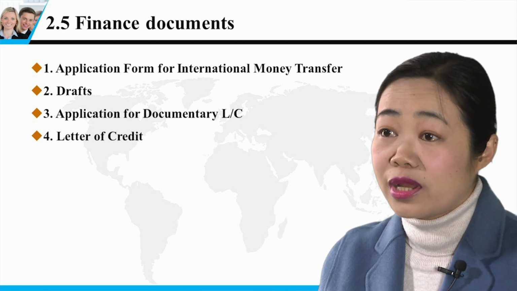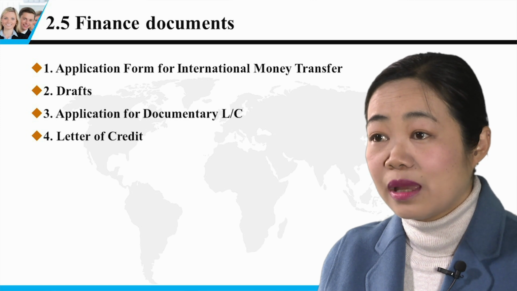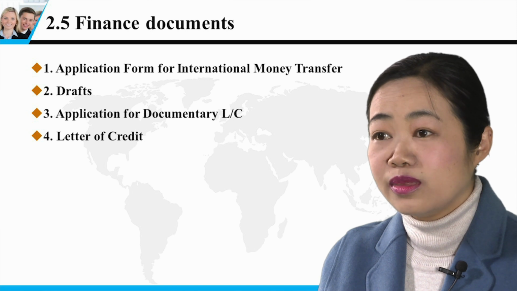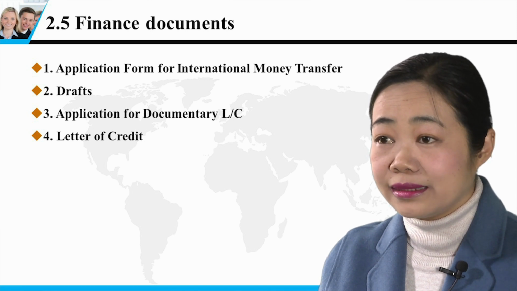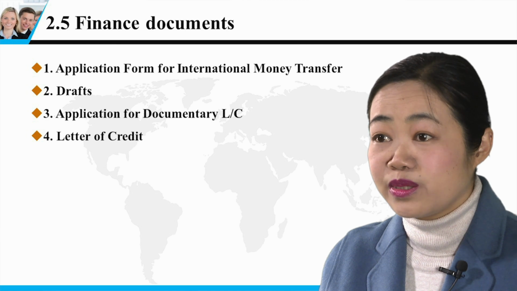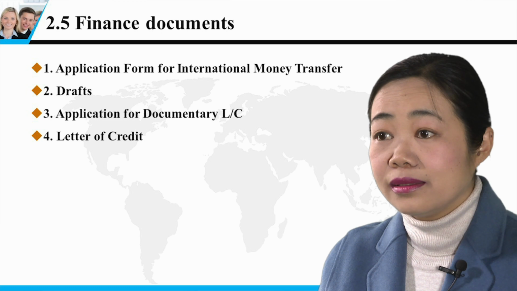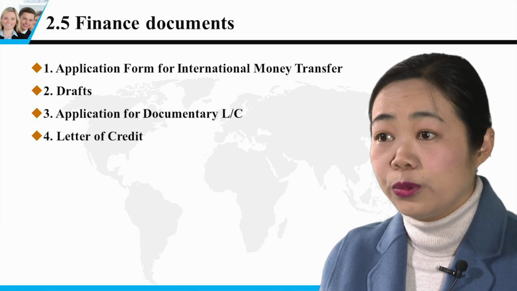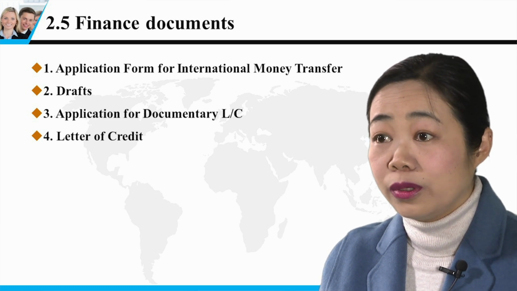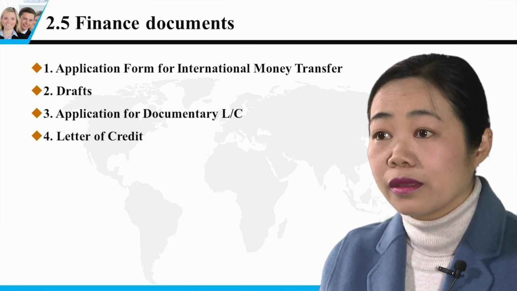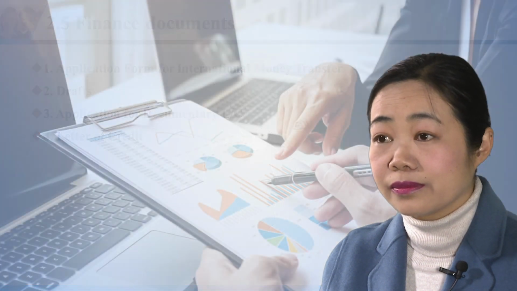Number 2. Drafts. Number 3. Application for documentary LC. Number 4. Letter of credit. As some of these documents will be discussed in detail in the following chapters, the subsequent discussion will be mainly about what should be contained in these documents, followed by some samples, so that you can have a general idea about these documents.